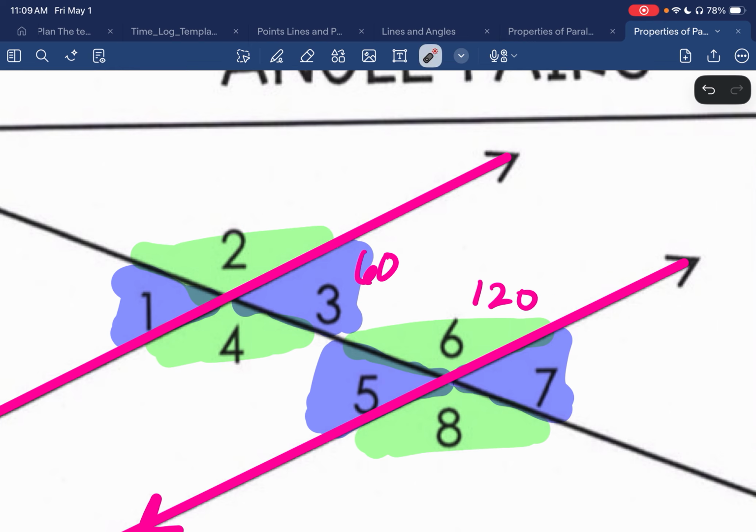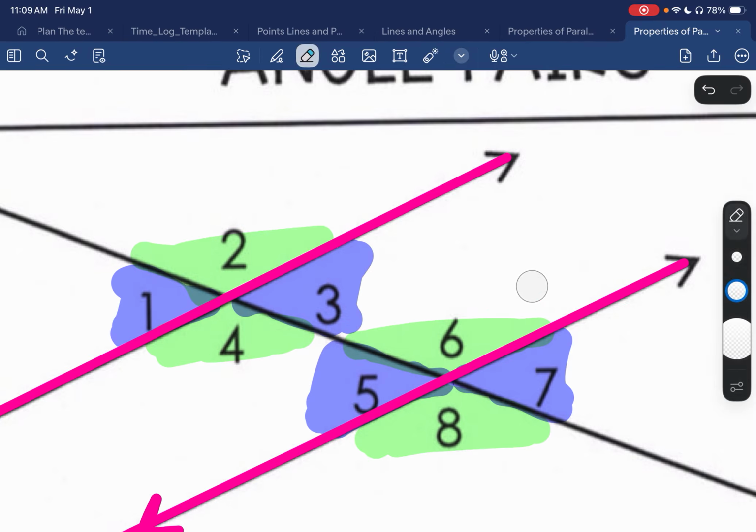And then we can say, hey, look, if this is 120 degrees, and we know this is green and this is green, and if they're both green, they have to be congruent, which means their values are the same. This is also 120. If this is blue and this is also blue, that means these are congruent, which means this is 60. And it keeps going that way.